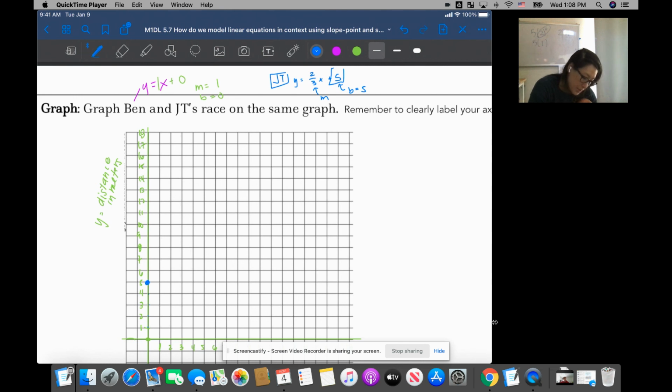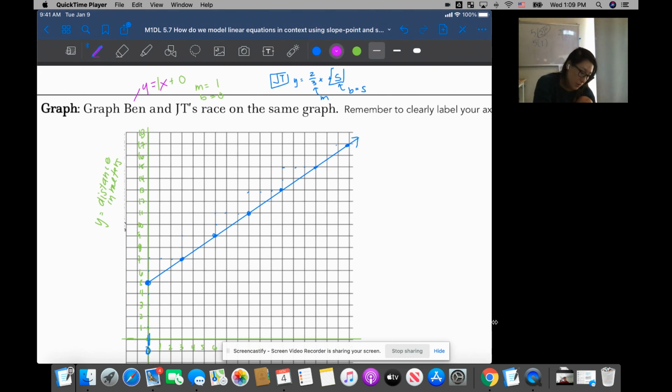And then for every 3 seconds, he gains 2 meters. So I'm going to go up 2 over 3 seconds. Up 2 over 3. Up 2 over 3. Back into my robot counting. Okay, I'm going to go ahead and connect those. We don't have negative time, so I'm going to just start my graph at x is equal to 0.